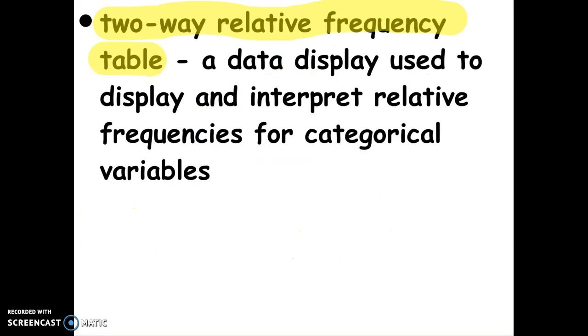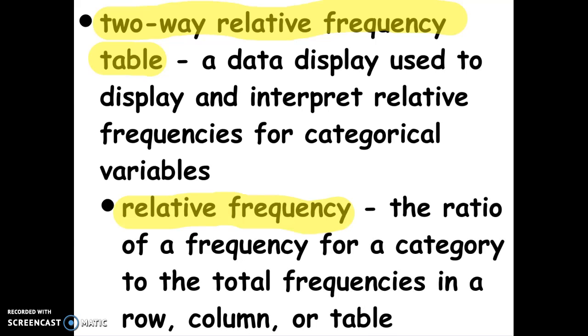A two-way relative frequency table is a data display used to display and interpret relative frequencies for categorical variables. A relative frequency is the ratio of a frequency for a category to the total frequencies in a row, column, or table.